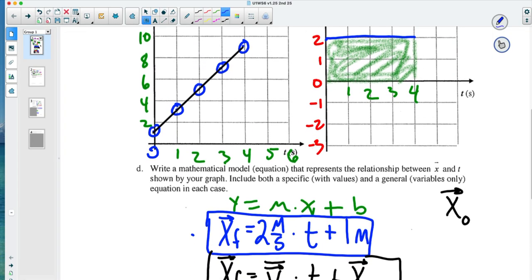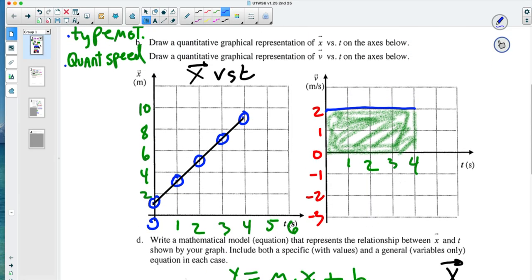Next up, we used that slope of 2 meters per second to build a velocity versus time graph. It traveled at 2 meters per second for the entire 4 seconds, so we drew a horizontal line there. At a time later, they asked us to shade in the region under this. But on this side, we went ahead and wrote a specific mathematical model for this line on this graph.